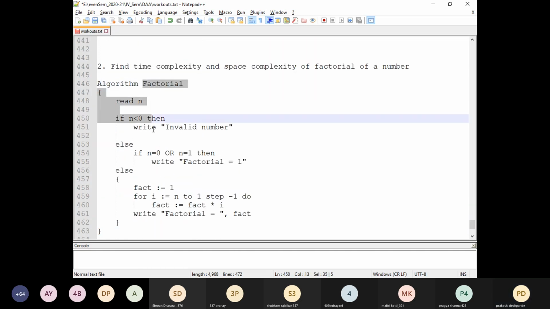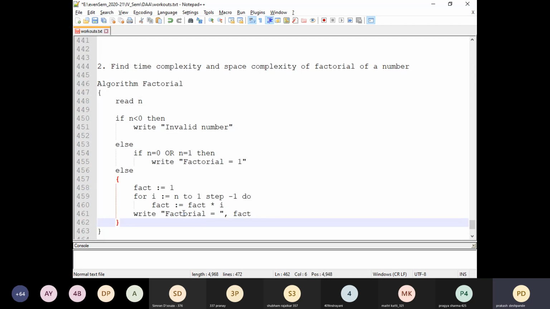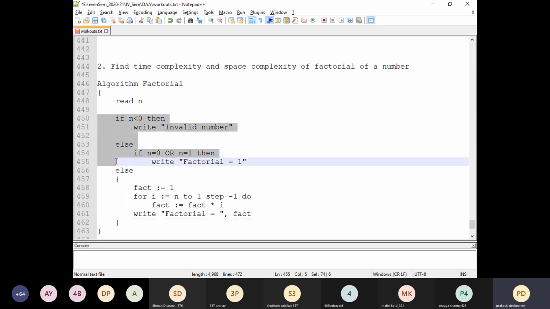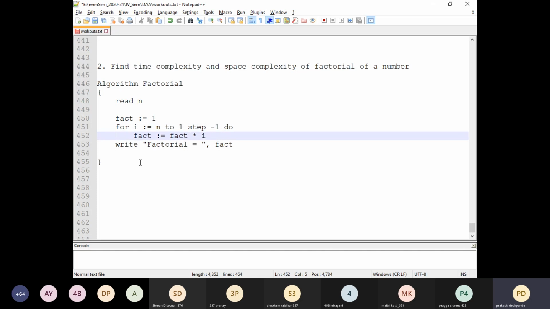Now I don't think I need to explain this particular algorithm once again for you. It is very well understood. What we will try to do is find out the space as well as the time complexity. To make it simple, I will remove these lines. We will assume that the number which we enter for the factorial is not a negative number.